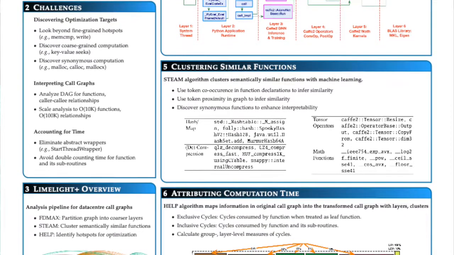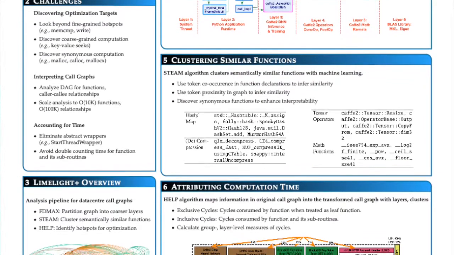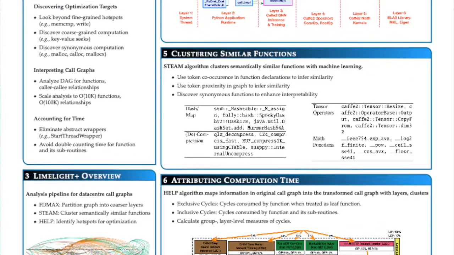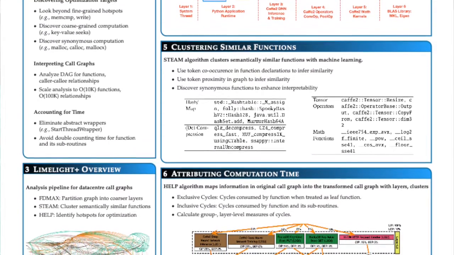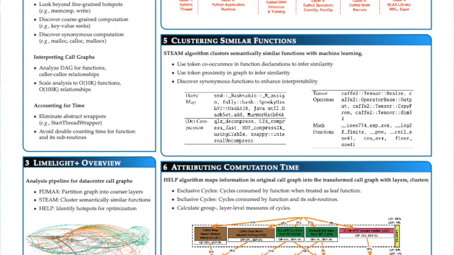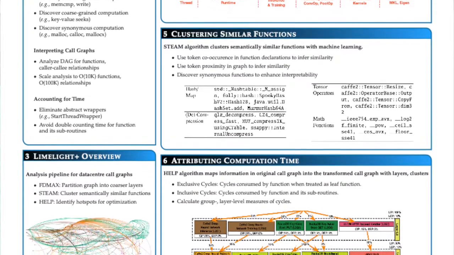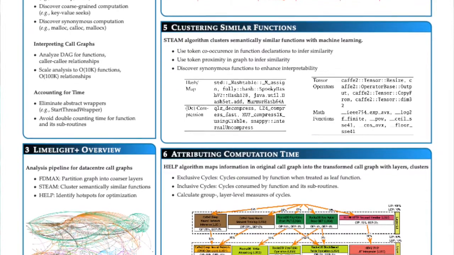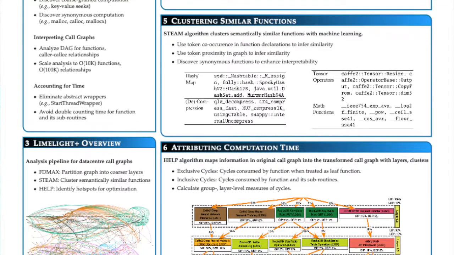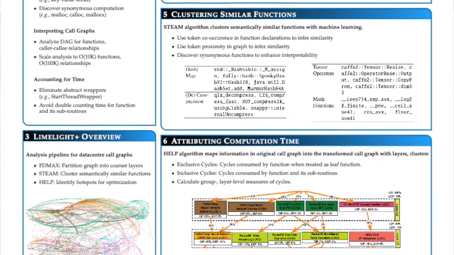And finally, we need to account for time effectively, which can be difficult. We want to avoid double counting time for a function and its subroutines. Limelight Plus is an analysis pipeline for data center call graphs that addresses these significant challenges. It does so with three major algorithms.